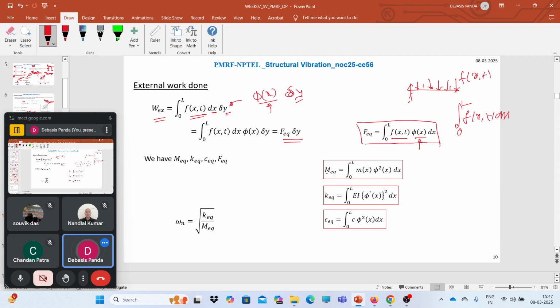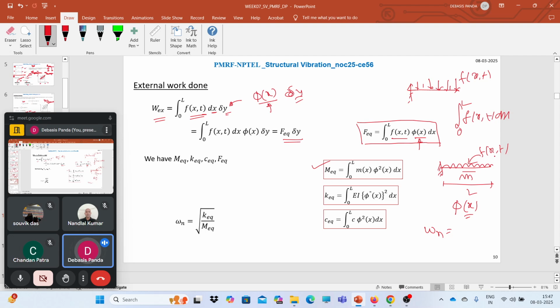So now we have identified what the M equivalent will be if we have a system. Say for example, if we have a system with one loading applied, say this is my f x comma t. I know the mass per unit length and the total length. If I know the shape function of the system, the question is, can I identify the natural frequency of this generalized system?